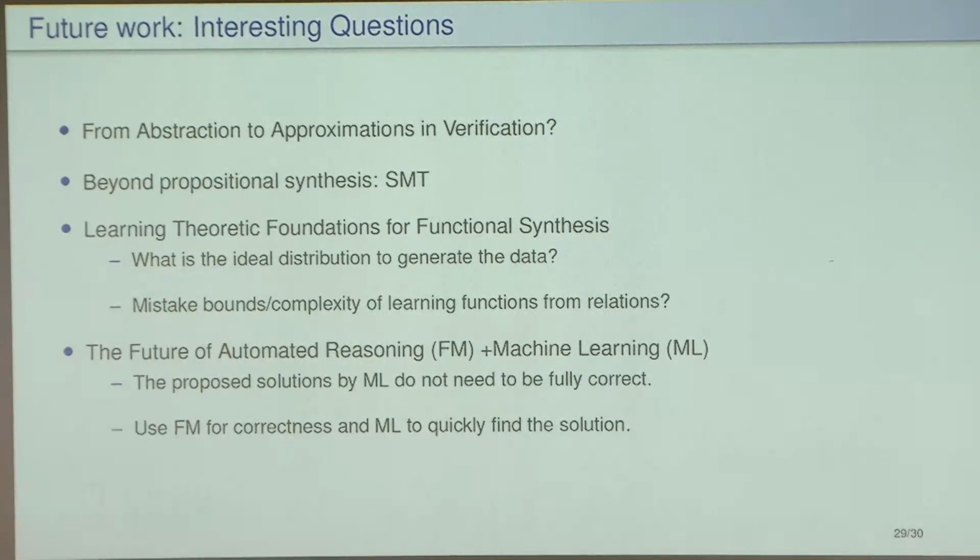And what we also found interesting, over the period of 3 years from 2022 to last year when we did most of this work, is that we don't require the machine learning methods to give fully accurate solutions. As long as they give us something that is good enough, it's possible to rely on the power of the MaxSAT solvers to repair them. So this is the idea that we can use formal methods for correctness and machine learning to quickly find a solution.